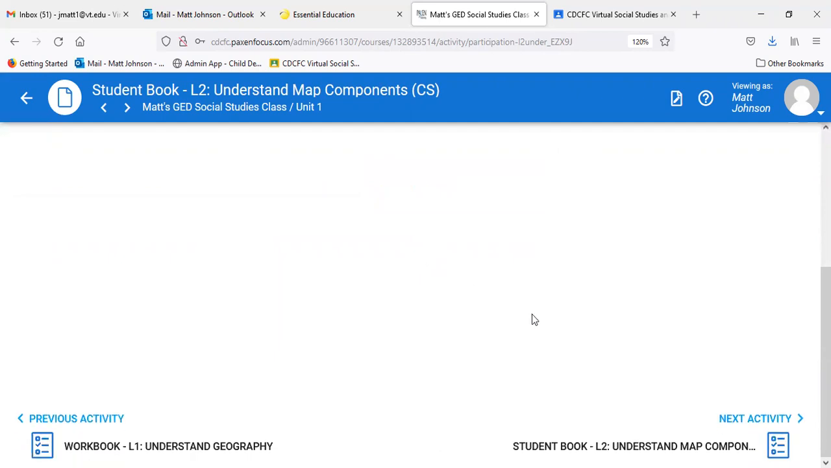And that's the end of the lesson, basically. So all we're talking about and what we're going to work on for our quiz and our workbook are looking at the compass rose, the scale, symbols on a map, a little bit of longitude and latitude. So we'll move over to the quiz now. So that's student book lesson 2 on the quiz.